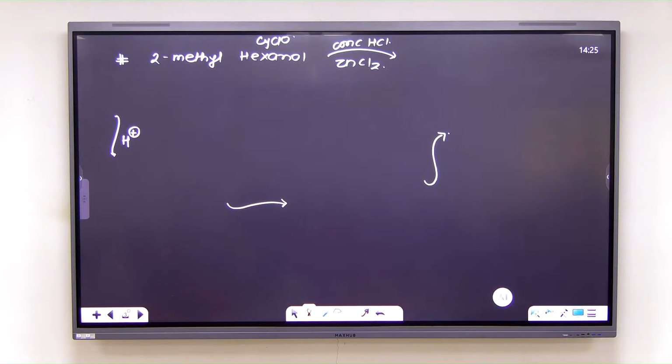And your carbocation is now what? Primary. Can you shift this?